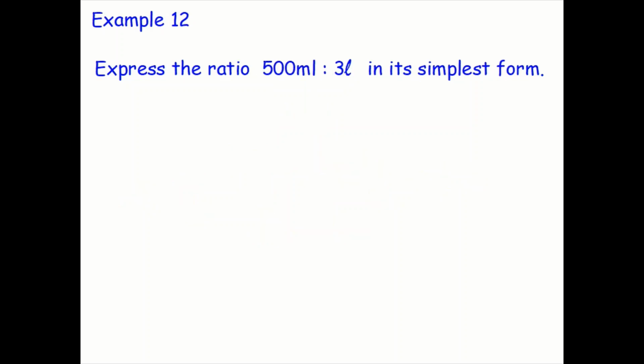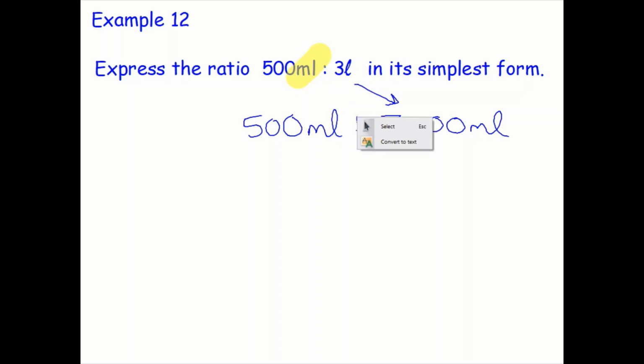Example 12, express the ratio 500 millilitres to 3 litres in its simplest form. So again, strongly recommend you change it to the smaller unit, which is the millilitres there. So we've got 500 millilitres, and it really helps if you know that there are 1,000 millilitres in a litre, so therefore 3 litres is 3,000 millilitres. Okay, so we are trying to simplify this ratio now.